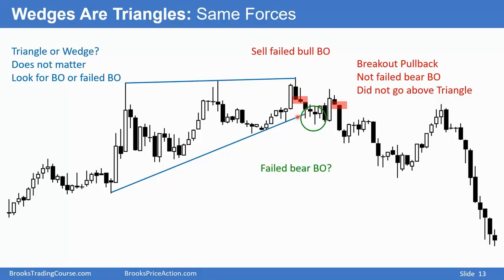Is this really a failed breakout below the bottom of the wedge? Well, I think it's more of a pullback than a failed breakout. We did not get above the top of the triangle or the top of the wedge. This is more likely a pullback from this five consecutive bear bar breakout.